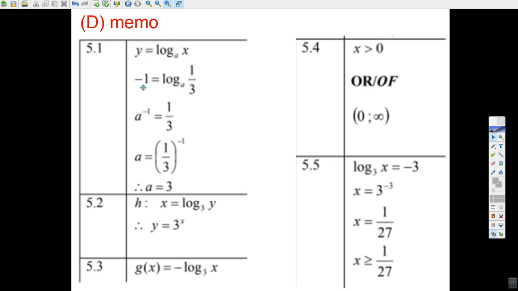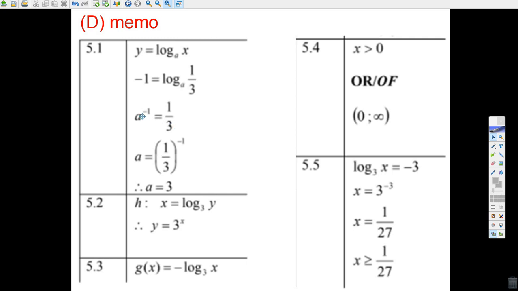You take -1 and you put it in for y, and you take 1/3 and you put it in for x. Now you have to be able to go back and forth from this logarithmic form into exponential, which means you take the base, a, you put it to the log, which is the power here, -1. That's the exponent, so log is the exponent, and that equals 1/3.